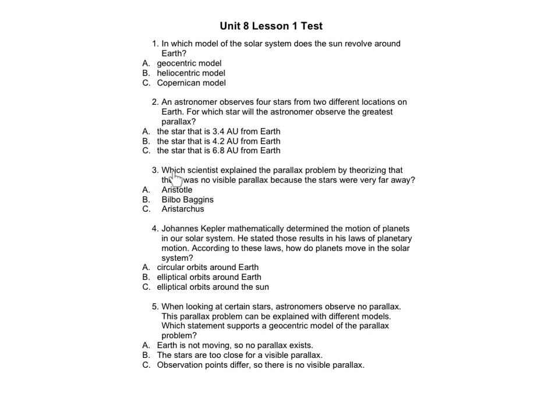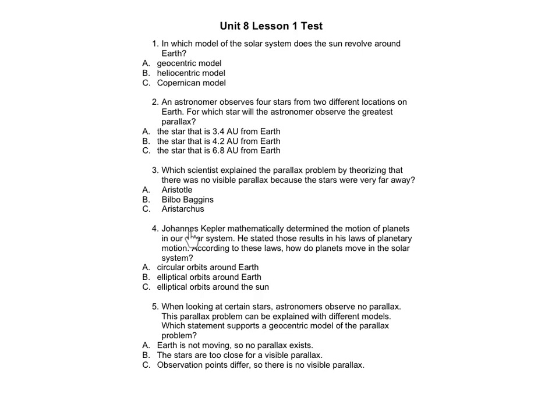Number 3. Which scientist explained the parallax problem by theorizing that there was no visible parallax because the stars were very far away? A. Aristotle. B. Bilbo Baggins. C. Aristarchus.